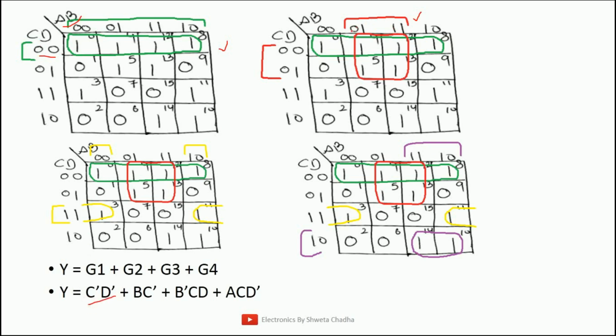Second answer, 0, 1, 1, 1. Let us talk about A variable first. 0, 1. Changing value, ignore. B, 1, 1. Constant value 1, include B. C, D, C, 0, 0. Same value, write down in answer. C is equal to 0, that is C bar. D, 0, 1. Changing value, ignore that. Okay. So the answer for group number 2 is B dot C bar.